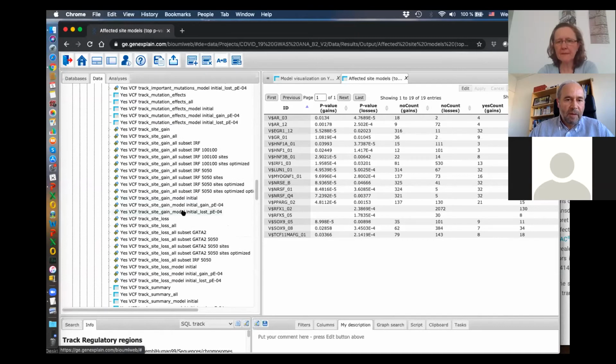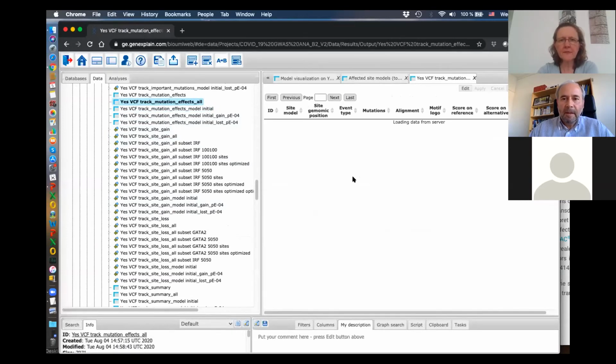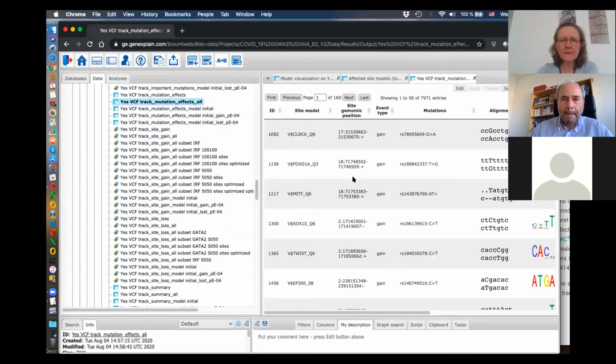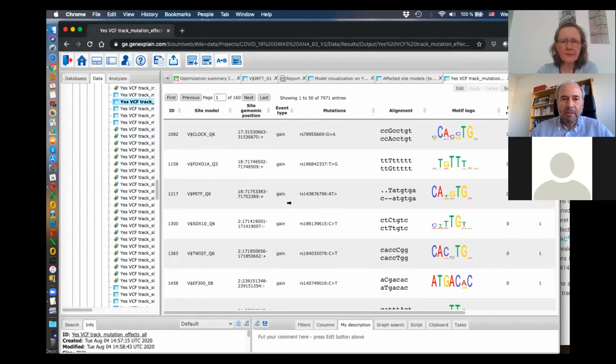So we have gained and lost sites. Okay. Perfect. So that's right. We have such a table. It's actually a big one, so it shows all the SNPs and all the sites which are affected.